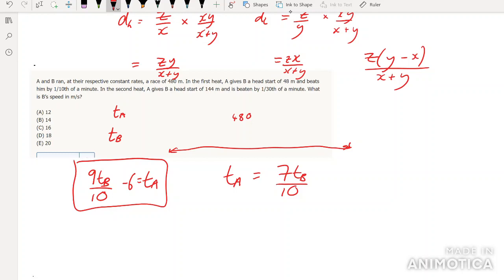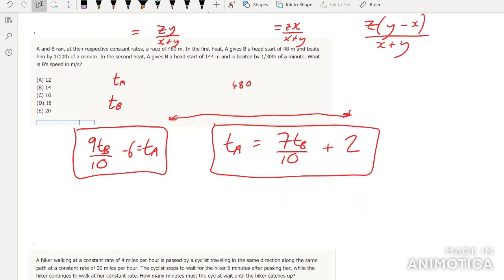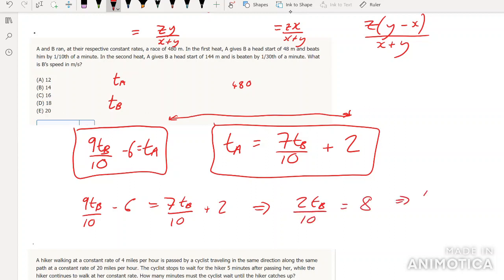But he's beaten by 1/30 of a minute. So he took 2 seconds longer. There we go. What is B's speed in meters per second? So in other words, we just need to find out TB. So let's eliminate TA. So 9 TB over 10 minus 6 equals 7 TB over 10 plus 2. And so we've got 2 TB over 10 equals 8. And so TB must be 40. And so he's run 480 meters in 40 seconds, which means he's running at 12 meters a second. So B, A.